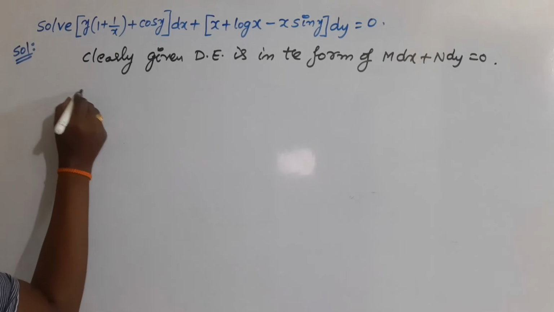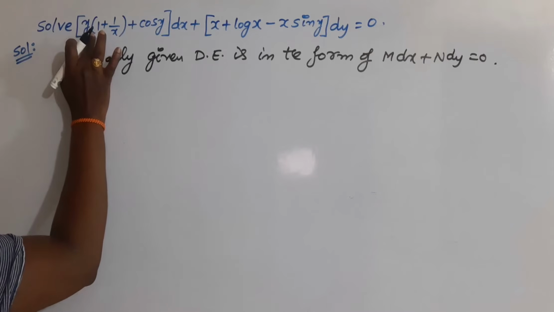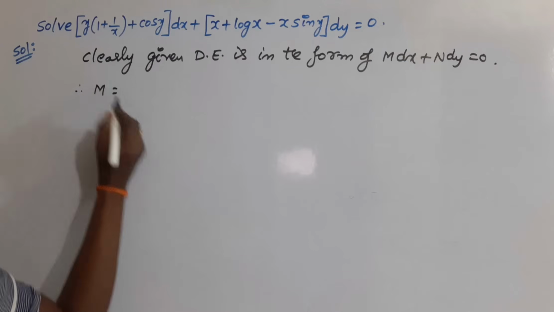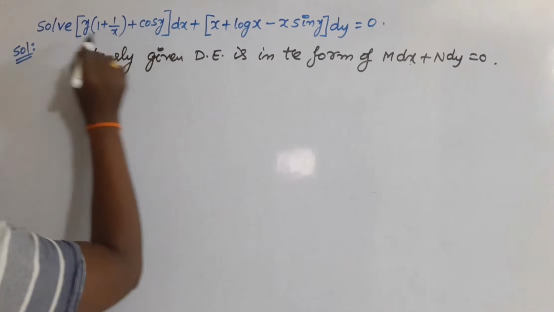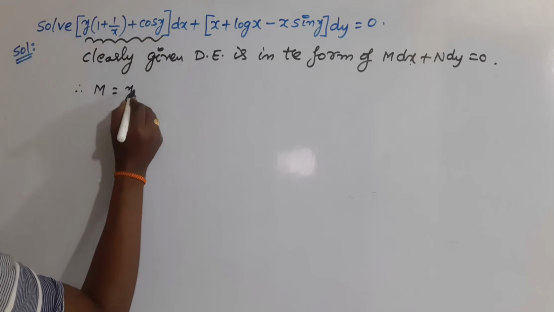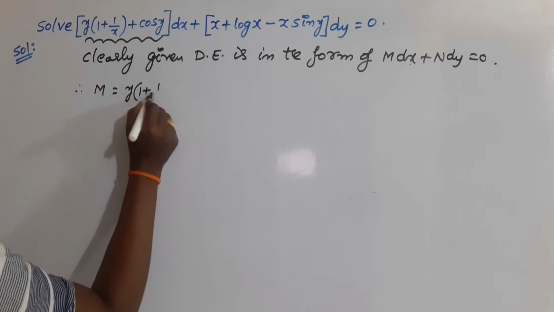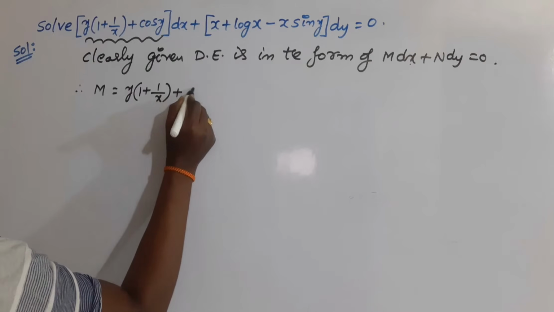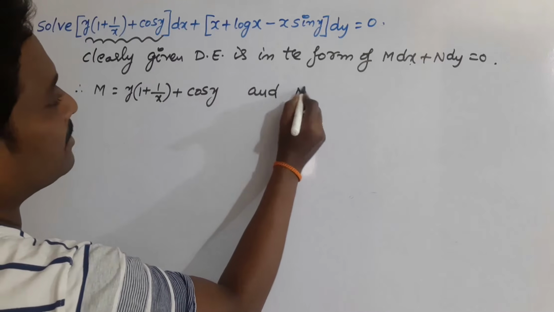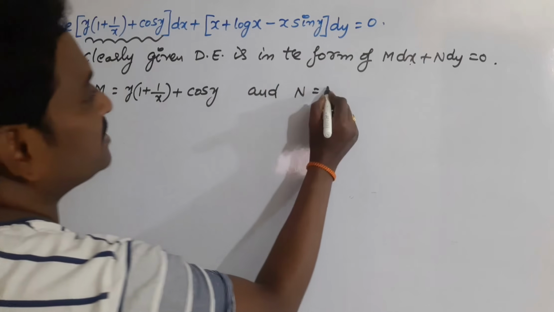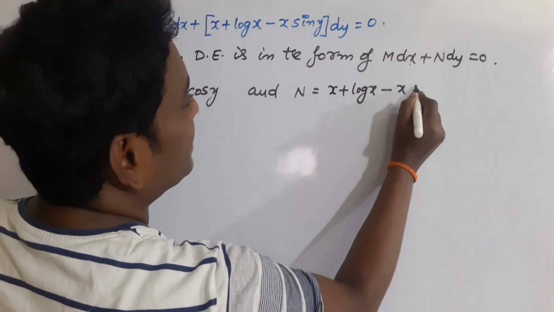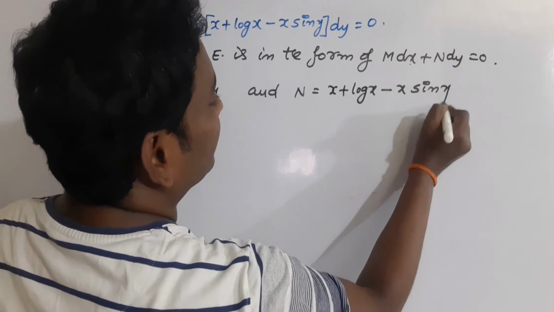What is the M value? You should compare the given equation with this form, so you will get the value of M. M is the coefficient of dx in the given problem, which is y(1 + 1/x + cos y). And what about capital N? The coefficient of dy, which is x + log x - x sin y.